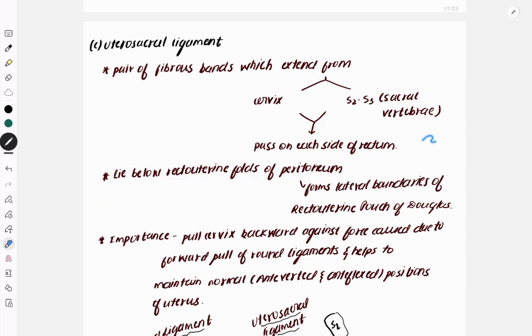So we know that we had the peritoneal folds going posteriorly, and those peritoneal folds were called the rectouterine folds, which are present between the rectum and uterus. So just below these rectouterine folds we have the uterosacral ligament, because both of these are present posteriorly. And what are the rectouterine folds of peritoneum? These rectouterine folds of peritoneum form the boundaries of the rectouterine pouch of Douglas. This has been already discussed in the false ligaments, because the rectouterine fold was a type of false ligament itself.